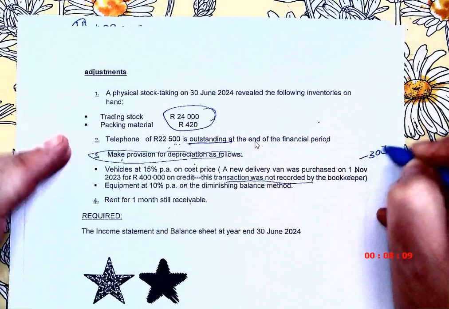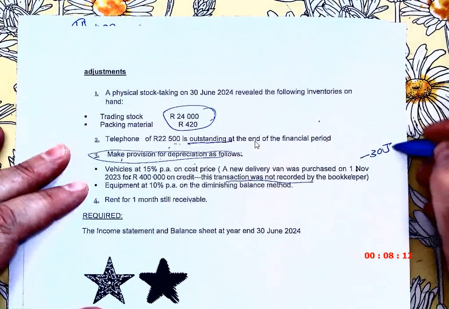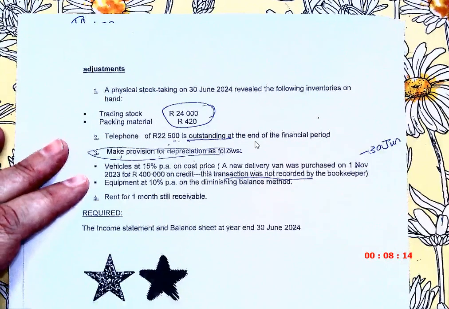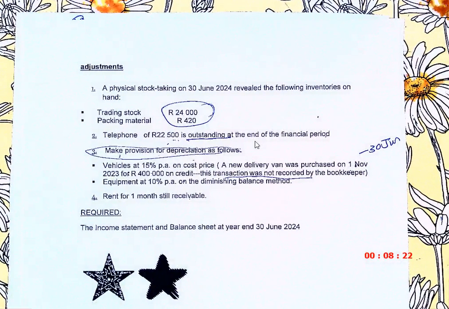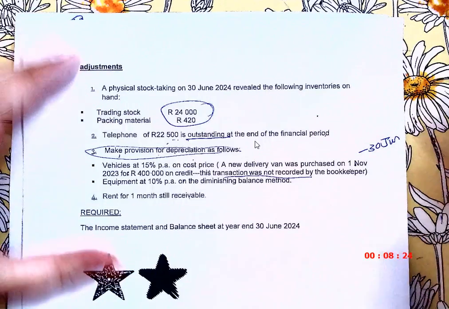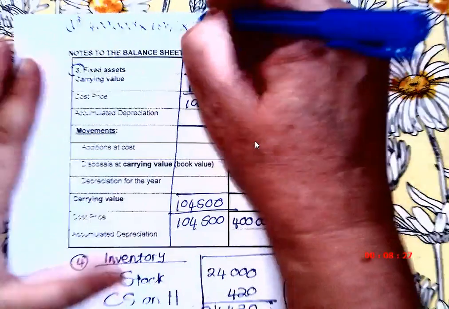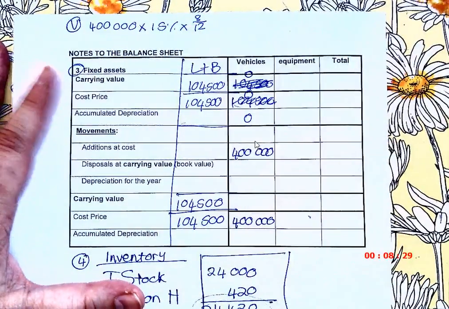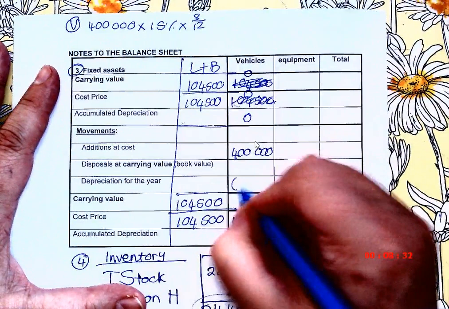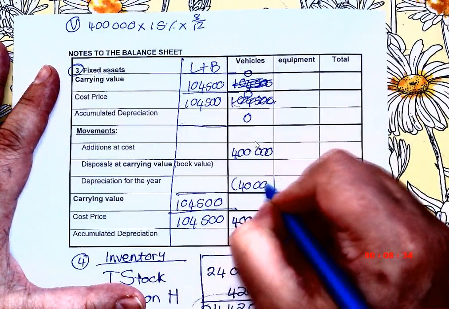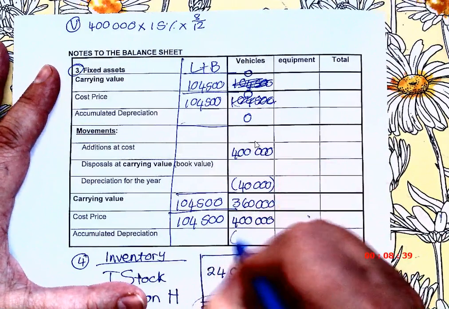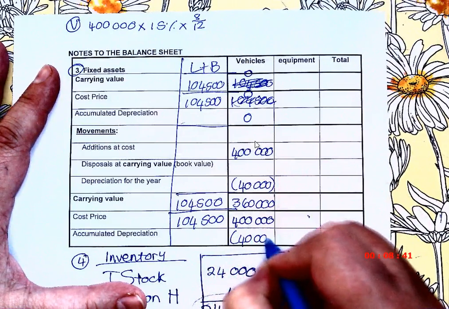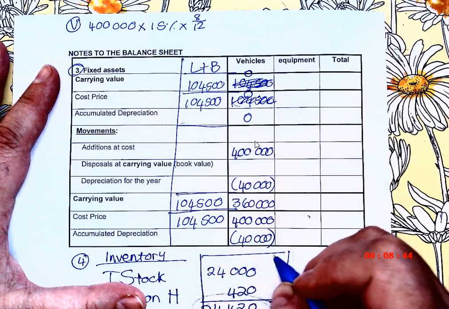So what does it give me? Do I count November? Yes, because I got it at the start of the month. So it's November, December, January, February, March, April, May, June. 8 months. Okay. 8 months. What is my depreciation? 40,000. So now my carrying value is 360. And can you see my accumulated is also going to be 40. Any questions? Any problems? You guys all happy?